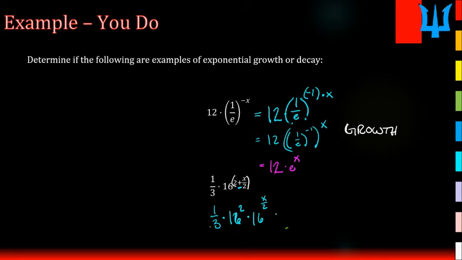I'm going to rewrite that again with that x over 2. I can split that up. And now I have a power to a power rule that I'm going to be messing with here. So 1/3 times 16 squared times 16 to the 1/2 to the power of x. Now, simplifying all these things out, 16 squared is going to be 256.